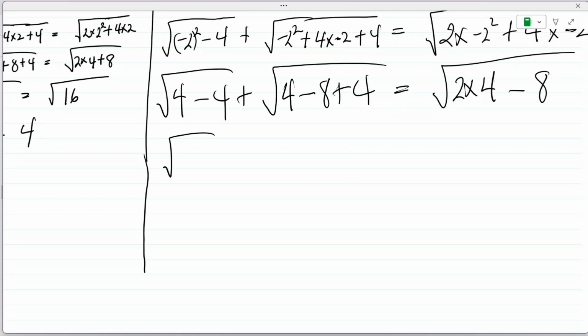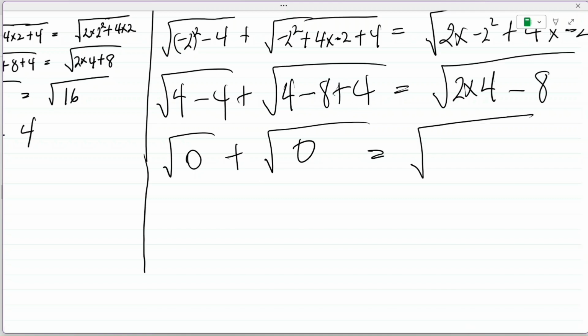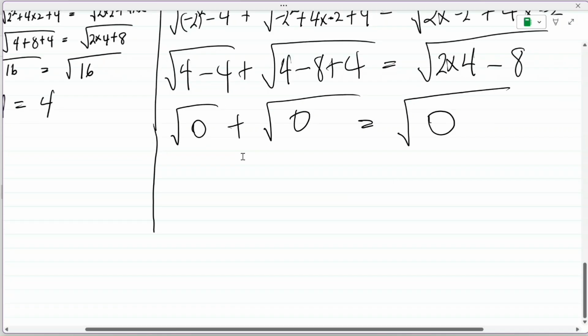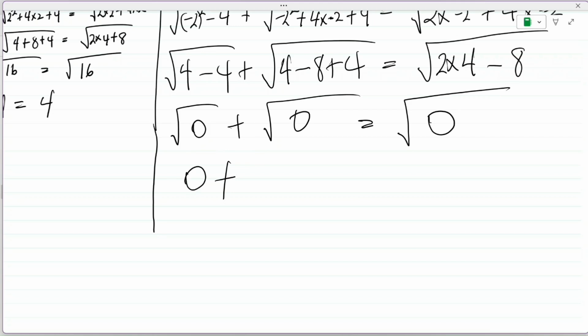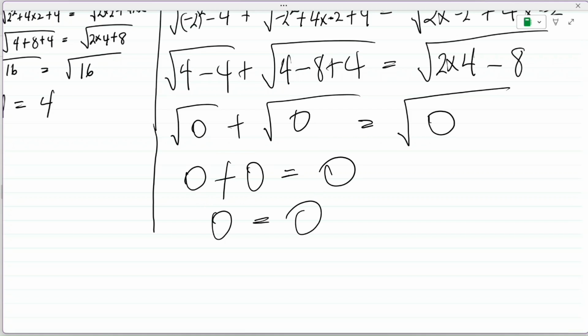On the next line, square root of 4 minus 4, that's 0, plus square root of 4 minus 8 will give you minus 4, plus 4. That's minus 4 plus 4 will give you 0. You can use your calculator to do this. Equals square root of 4 times 2 is 8. 8 minus 8 is 0. Square root of 0 is 0 plus square root of 0 is 0 equals square root of 0 is 0. On the left, 0 plus 0 is 0 equals 0 on the right.